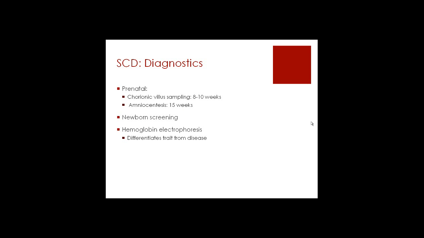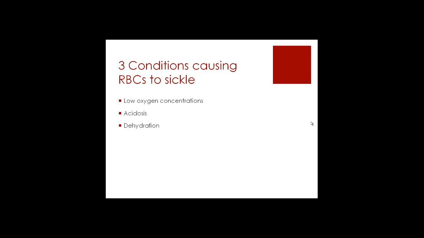Diagnostically, we can find out prenatally, before the baby is born, if they potentially have sickle cell disease by chorionic villus sampling or an amniocentesis. Newborn screening also covers this. And a hemoglobin electrophoresis differentiates trait from disease. Oh, and here it is. Three conditions causing red blood cells to sickle: low oxygen concentration, acidosis, and dehydration.